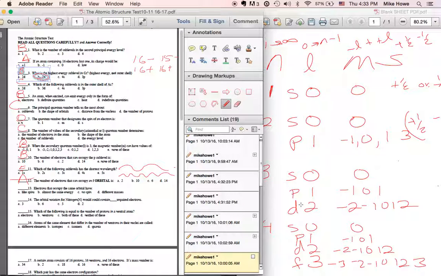Then electrons that occupy the same orbital, remember over here, we had the positive spin and negative spin, so they must have opposite spins if they're in the same orbital. So 2 electrons in the same orbital would have opposite spins. Now, since opposite spins is not an answer, you've got to look for another answer that seems to be about right. So let's go back over here.